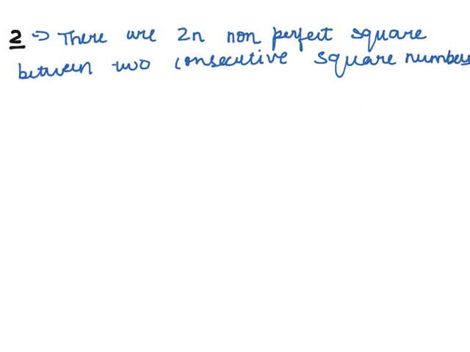The second pattern is: there are 2n non-perfect square numbers between two consecutive square numbers. What do we mean by this? Suppose we have two consecutive square numbers like 1 square and 2 square. It means we have n square and (n + 1) square. Here in this case n is equal to 1. According to the pattern, how many non-perfect squares should there be? 2n. It means 2 times 1 is equal to 2.